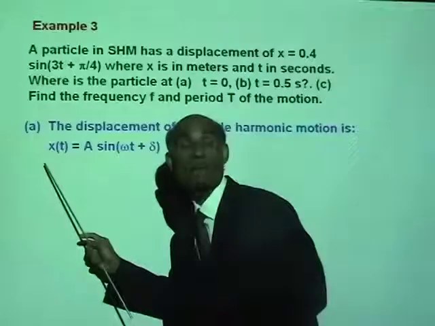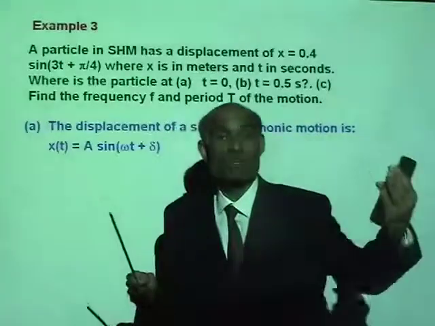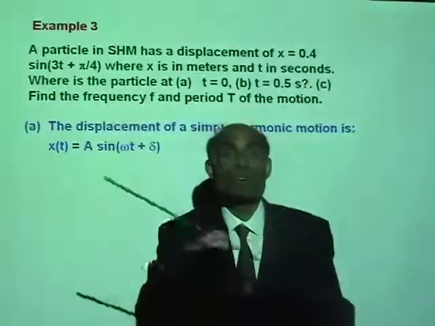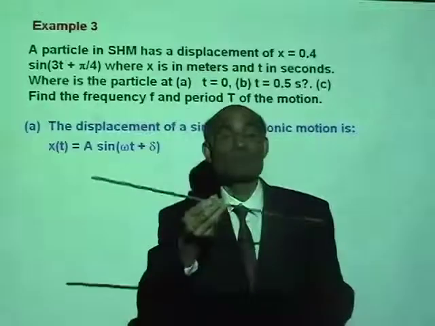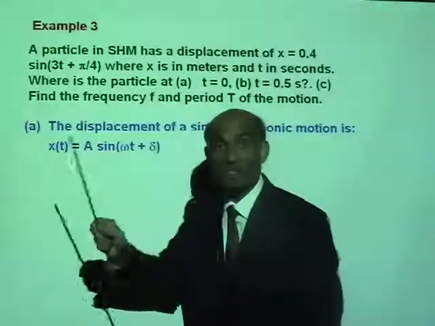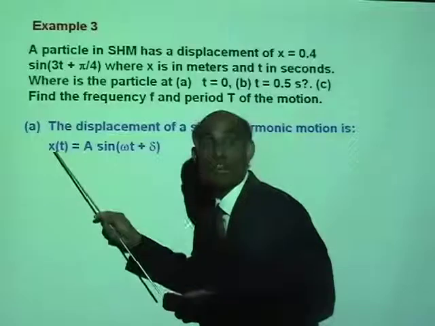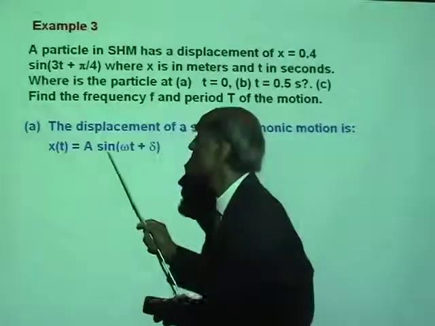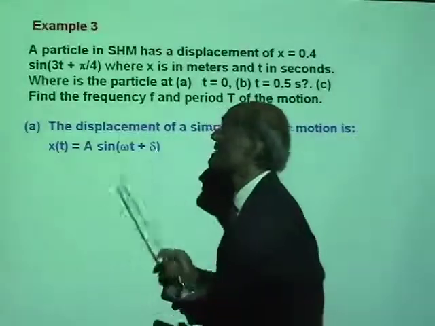Now, we used y of t in our theoretical derivation. That's because we used vertical oscillation. For horizontal oscillation, the displacement is x. x of t is A sine(omega t plus delta).